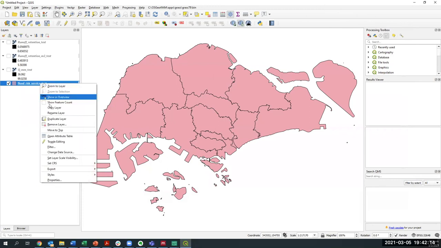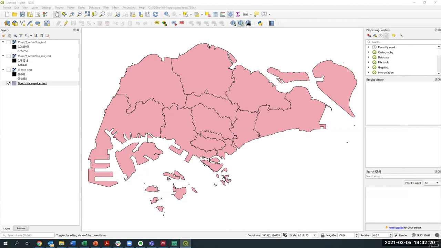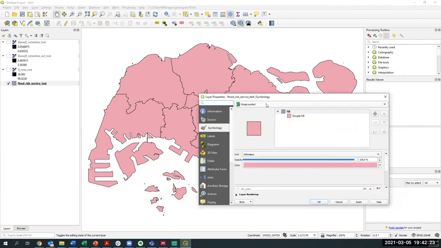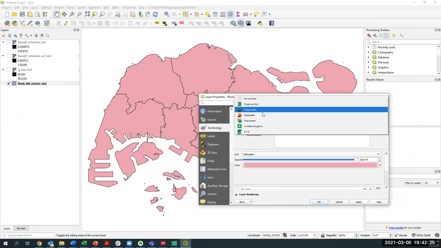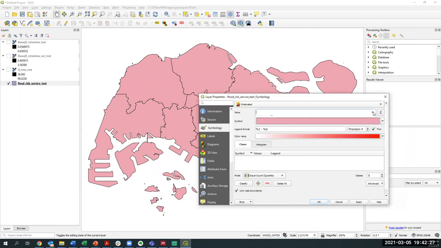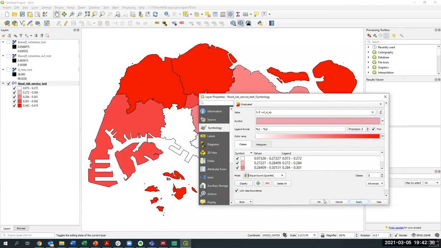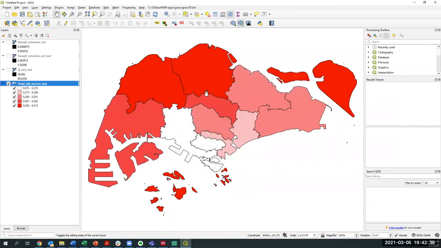So of course, if we want to represent this in a more visual way, one might want to graduate and represent this as a function of the potential. So classify and apply. So now we see proportionally which watersheds actually have the highest retention value.